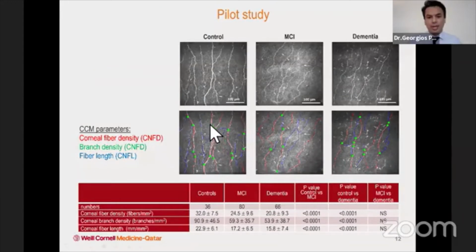So this is how it looks when we analyze the nerve fibers. The red lines are the main nerve fibers, and the green dots are how we quantify the branches. And the total length takes into account the length of the main fibers and the length of the branches together. And you can see here that we recruited 36 healthy controls, 80 patients with mild cognitive impairment, and 66 patients with dementia. This is actually the cross-sectional study, it's not the pilot study anymore. And what we see is a progressive decline in these 3 parameters from healthy controls to MCI to dementia.